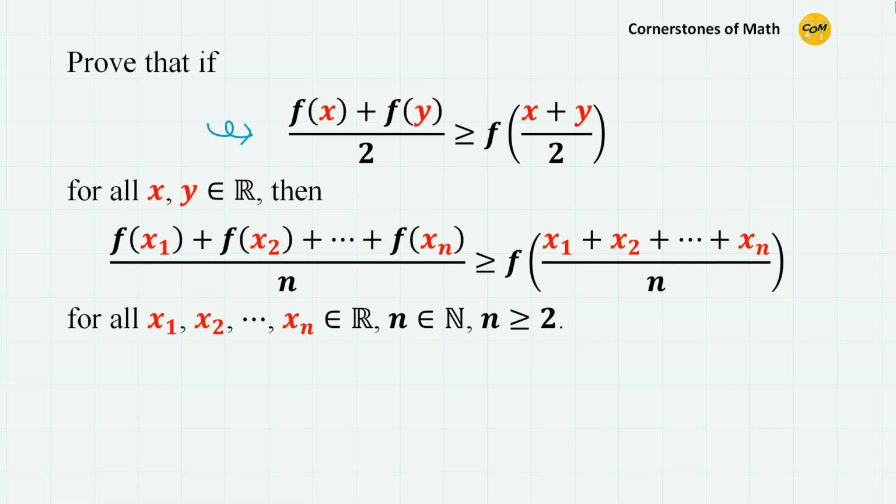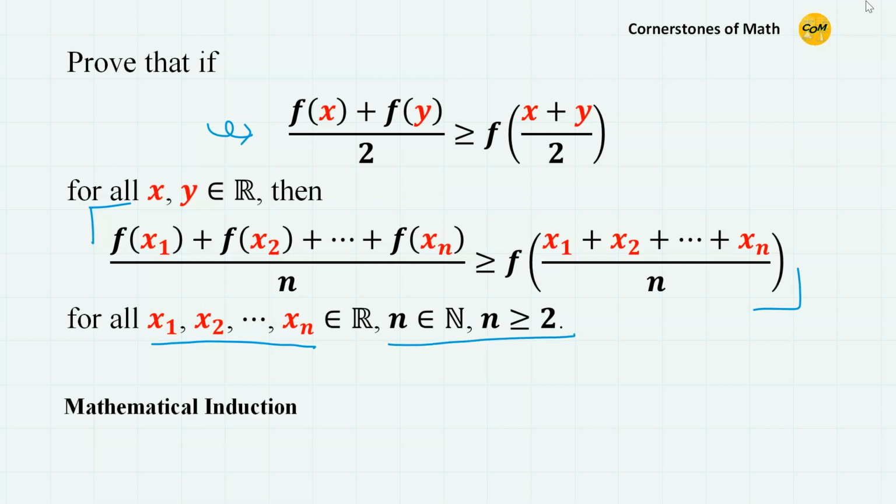Given that (f(x) + f(y))/2 is greater than or equal to f((x+y)/2) for all real numbers x and y, let us prove that (f(x1) + f(x2) + ... + f(xn))/n is greater than or equal to f((x1 + x2 + ... + xn)/n) for these n variables that can have any real number values. And of course n is a natural number greater than or equal to 2.